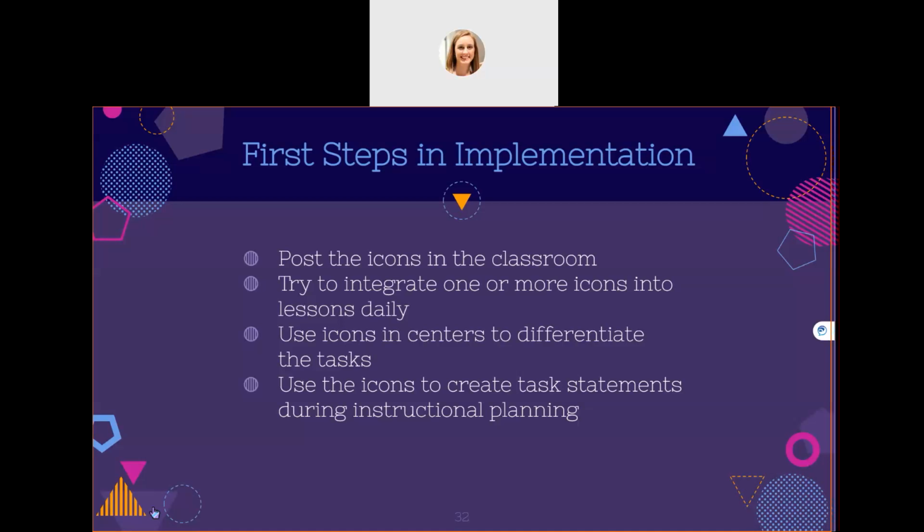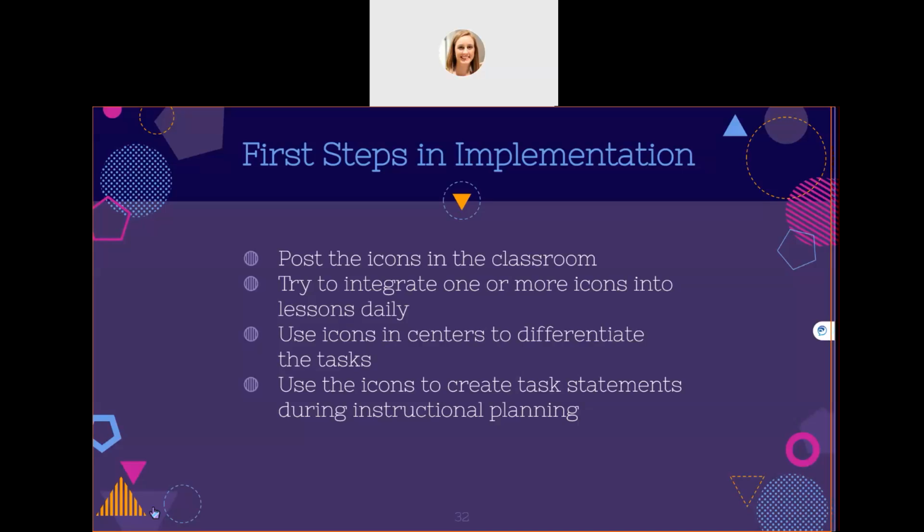So you can start off small and incorporate the icons a few at a time or even just one at a time. You can use the icons in centers to focus on student thinking. So if you've got independent learning stations or centers and you want the students thinking specifically, those icons can cue them in on how they should be thinking about that task.